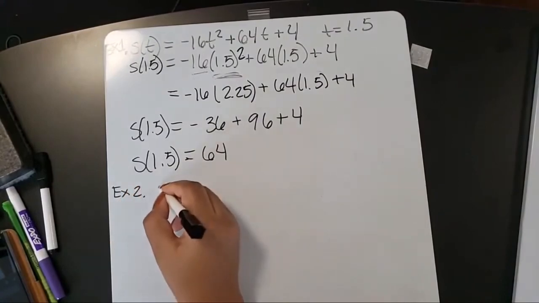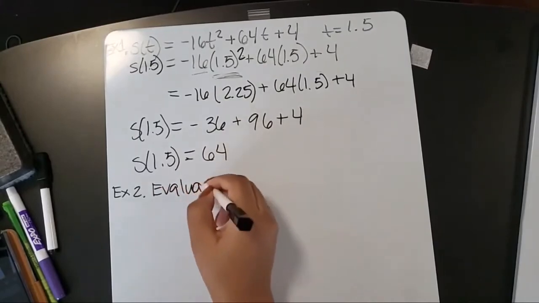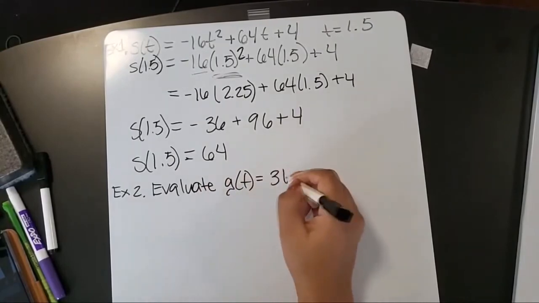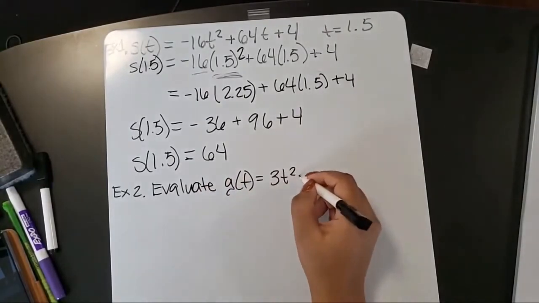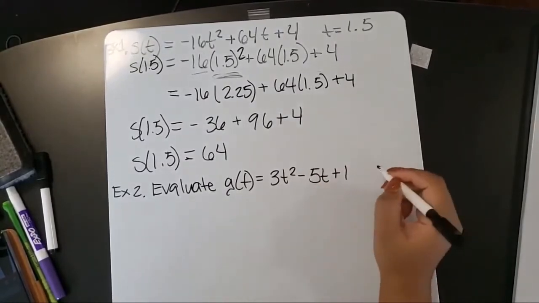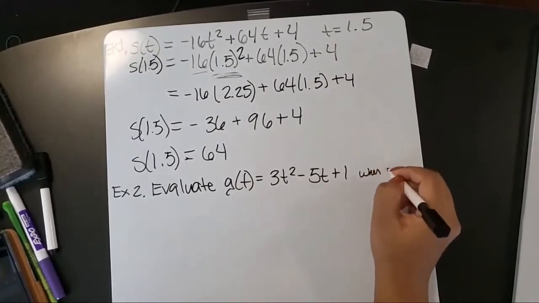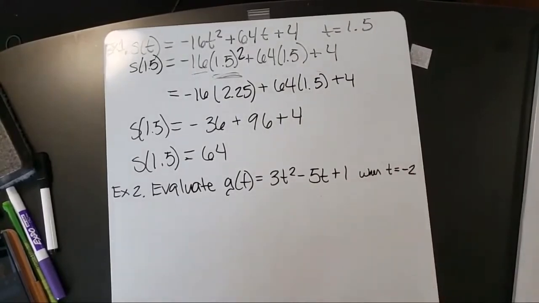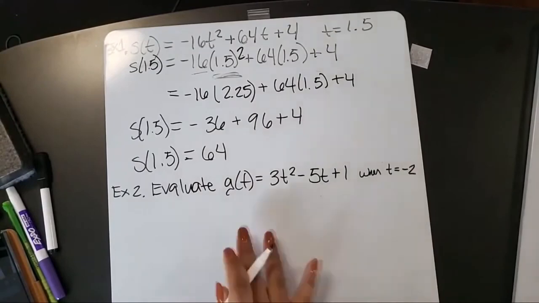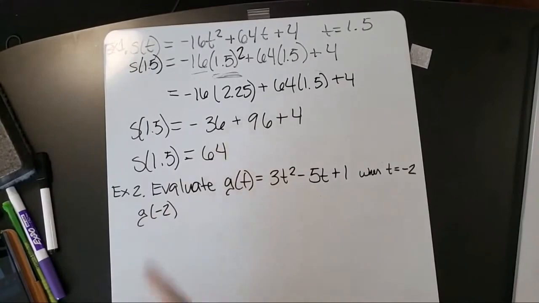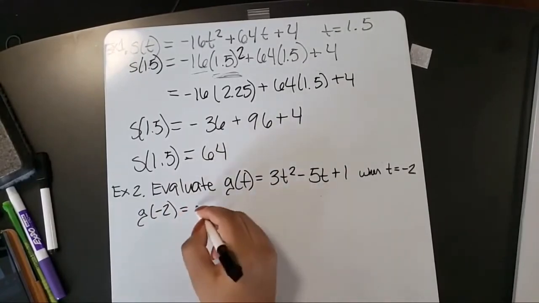For example, 2, we're going to evaluate g of t equals 3t squared minus 5t plus 1 when t equals negative 2. All right, easy peasy. They done gave us the t. All we got to do is just plug the t in. So we're plugging in negative 2 for t. So we got g of negative 2.